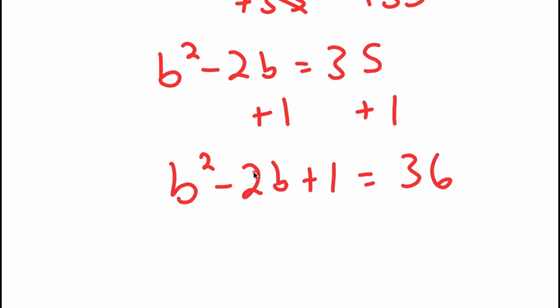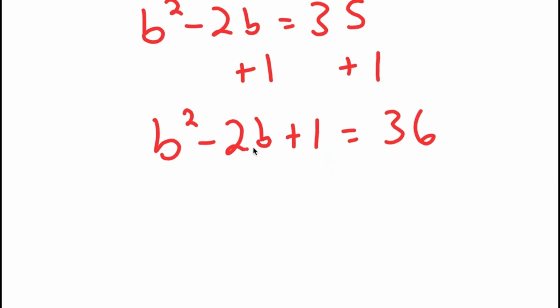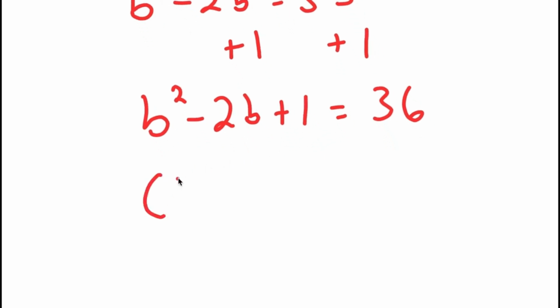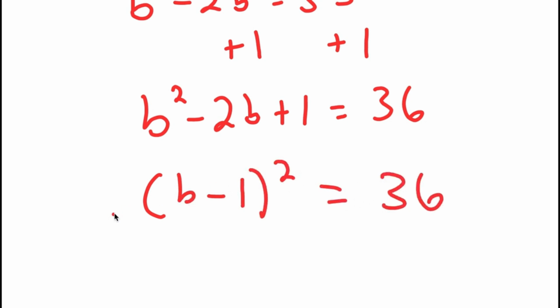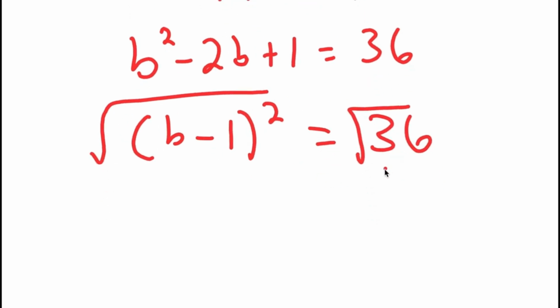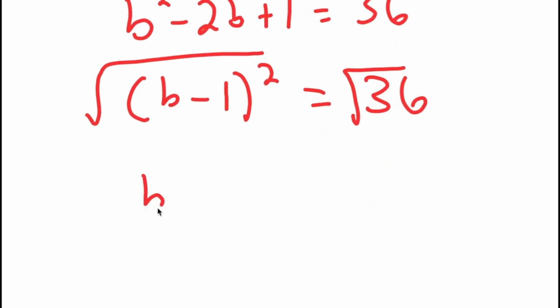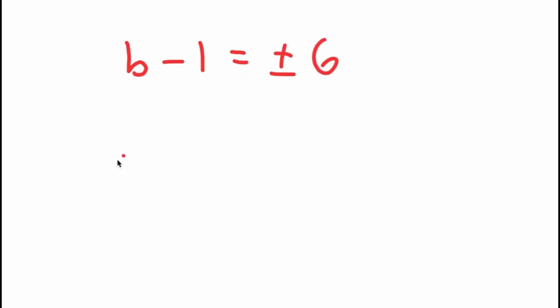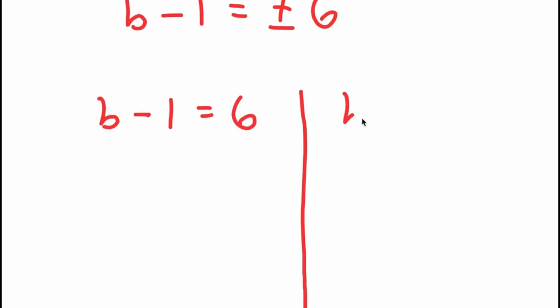The reason I did that is because B squared minus 2B plus 1 is the same thing as B minus 1 squared. And now I can take the square root on both sides because the square root of 36 is a whole number. And now I get B minus 1 is equal to positive or negative 6. So this gives me two equations. I get B minus 1 is equal to positive 6, and B minus 1 is equal to negative 6.